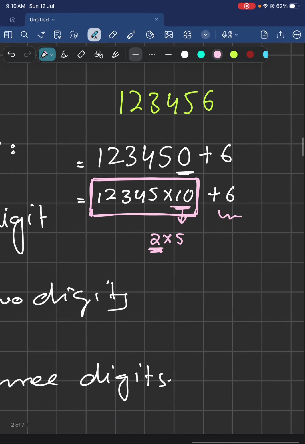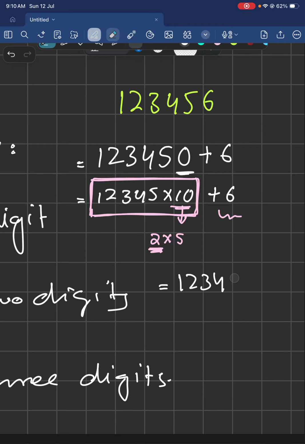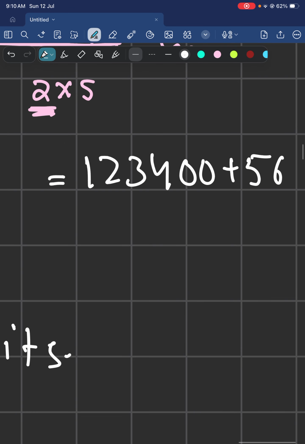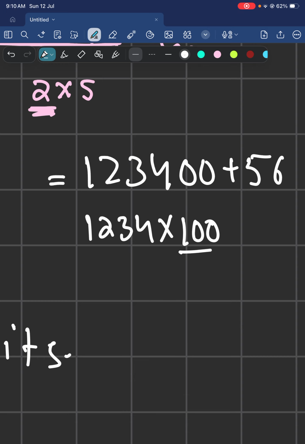And if I want to check if this number is divisible by 4, then I would do 1234, 5, no, not 4. 1234 and then 56. We have to check the last two digits. If they are divisible by 4, then the whole number is divisible by 4. So we can write this as 1234 times 100. 100 will have a factor of 4.